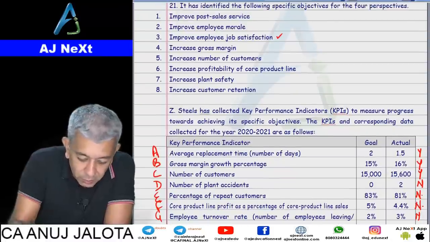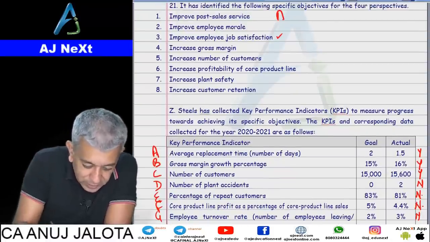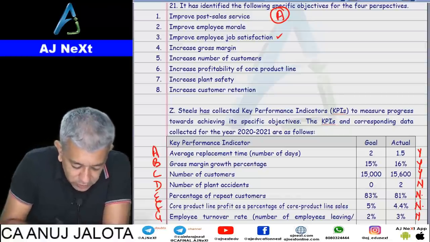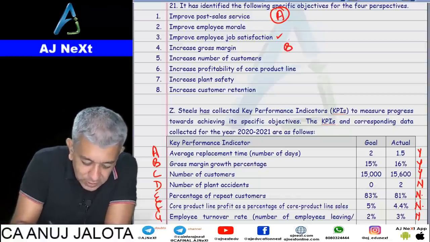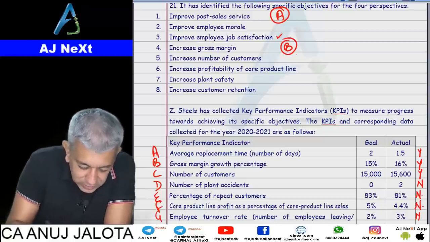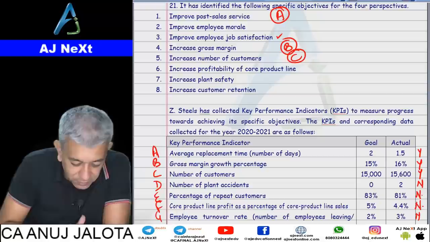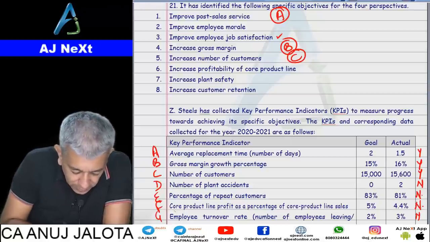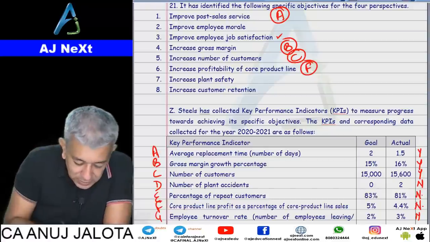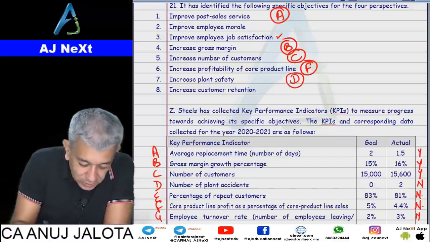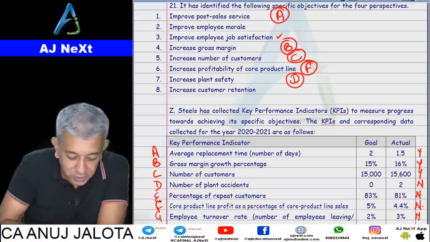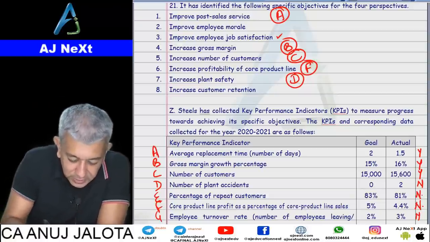तो इम्प्रूव पोस्ट सेल परफॉर्मेंस, वो ए से पता चलेगा. फोर्थ पे आ रहा हूँ, इम्प्रूव ग्रॉस मार्जिन, तो वो बी से पता चलेगा. इंक्रीज नंबर ऑफ कस्टमर्स, तो वो वाला चीज सी से पता चलेगा. इंक्रीज प्रॉफिटेबिलिटी ऑफ कोर प्रोडक्ट लाइन, आई थिंक वो एफ से पता चल जाएगा अपने को. इंक्रीज प्लांट सेफ्टी, नंबर ऑफ एक्सीडेंट से पता चल जाएगा. इंक्रीज कस्टमर रिटेंशन, परसेंटेज ऑफ रिपीट कस्टमर से पता चल जाएगा मेरे ख्याल से, दैट इज ई ओवर हियर.